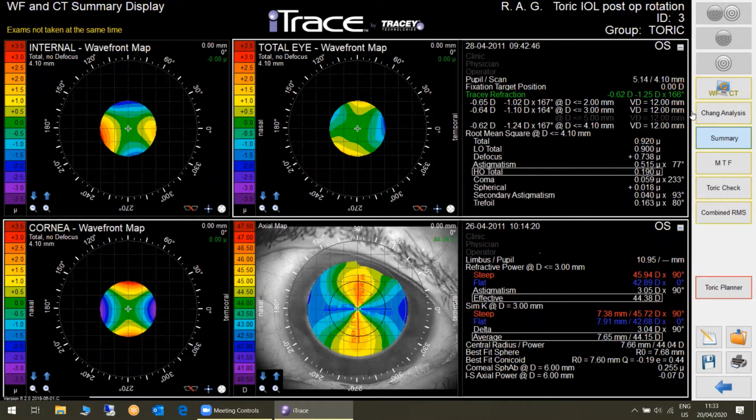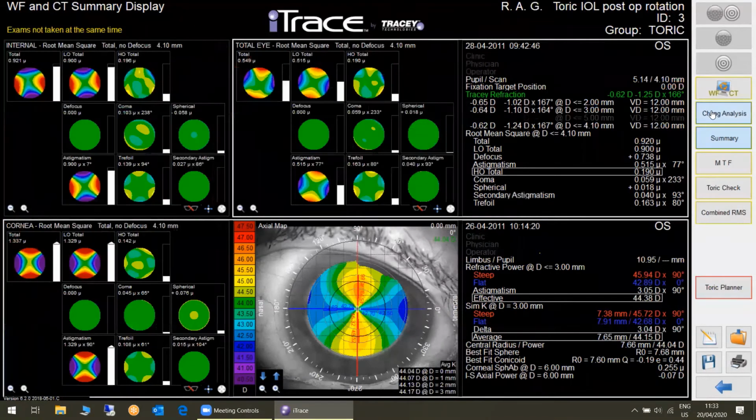Okay, but I want to talk about the positioning. And here we see the astigmatism of the cornea is at 90 degrees. 90 degrees, it means the lens should be at 0, but it is at 7.